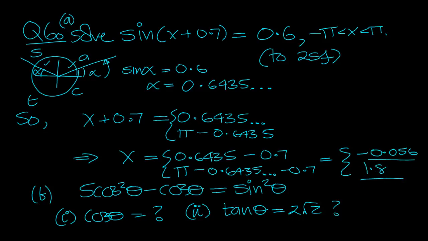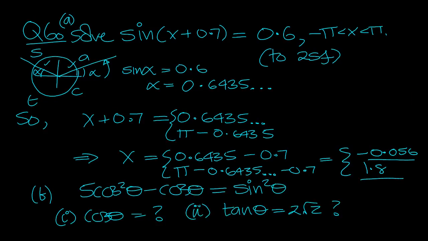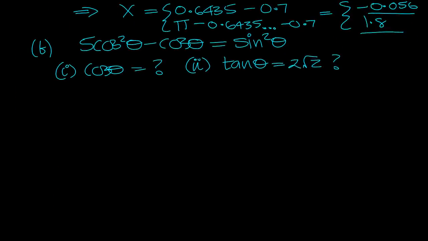There's our two solutions. So part B, oh, they're both in the range. No, they're not, because they fall out. Oh yes, they are. That's fine. Minus pi to pi, they're both in the range, aren't they? Okay, good. So they didn't fall out of the range at all.